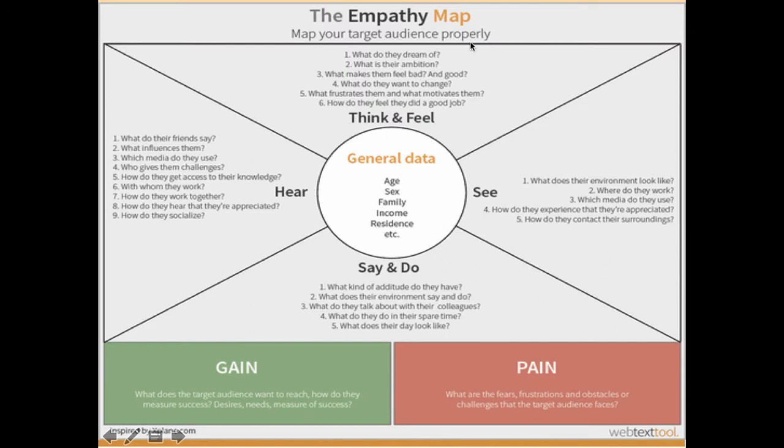Okay, so this is an example of an empathy map, empathy related to persona: think and feel, hear, see, say, and do. And the general data of a persona is related to age, sex, family, income, residence, and so on. So this is a kind of map that helps you in creating your persona.